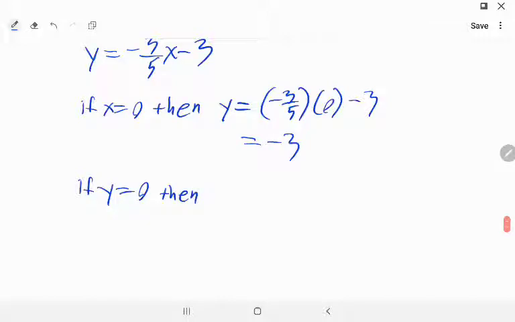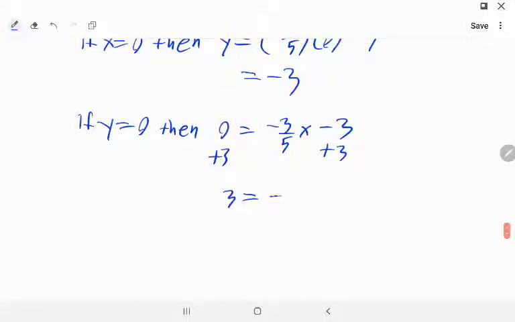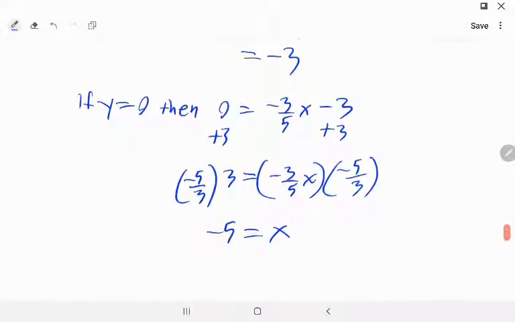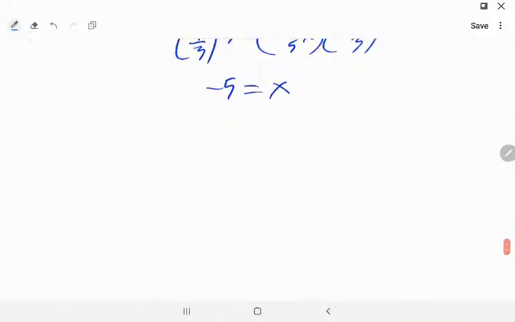Then we get 0 equals negative 3/5 x minus 3. We have to add 3 to both sides. So we get 3 equals negative 3/5 x. Then we have to multiply both sides by negative 5/3, the reciprocal of negative 3/5. Fortunately, that means we get negative 5 equals x. So we notice we can still do it. It's just probably easier to do it with slope-intercept form. So we have 0, negative 3, and negative 5, 0.